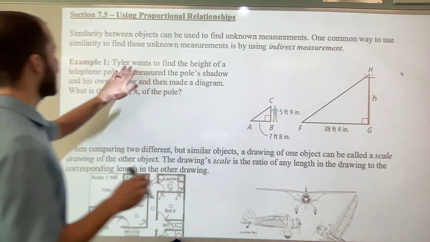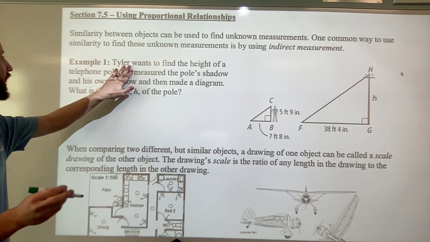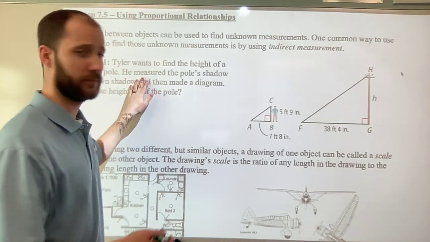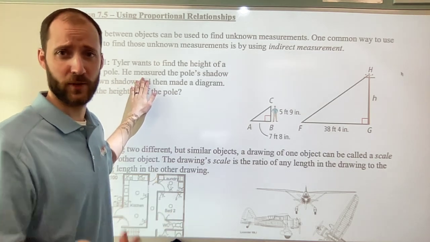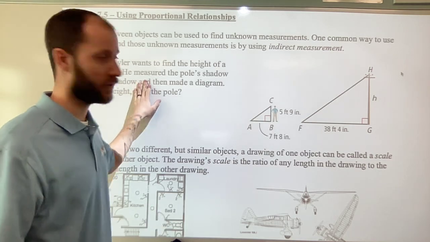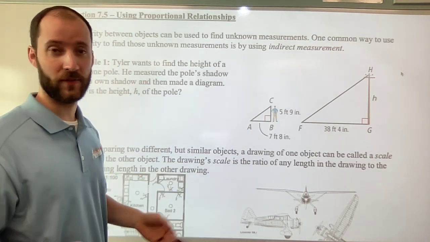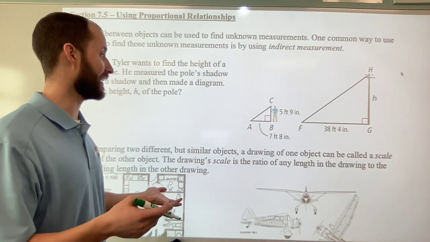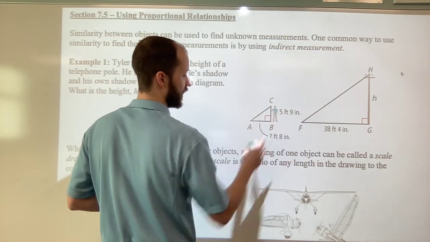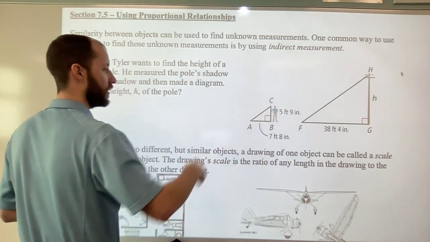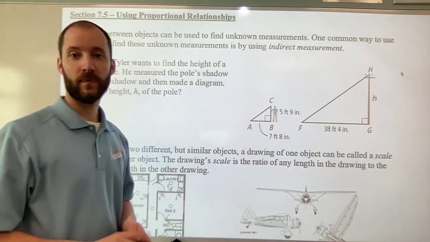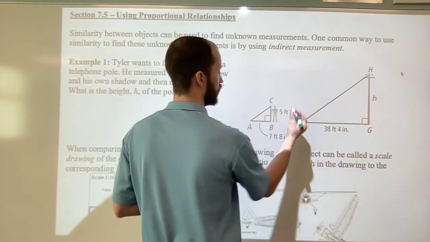So Tyler wants to find the height of a telephone pole. Why? Who knows? He just wants to. And for some reason, he's going to use shadows. He's very ingenuitive and has a liking for some resources. So Tyler is 5'9". His shadow, when he measures it, is 7 feet 8 inches. So we want to convert those.